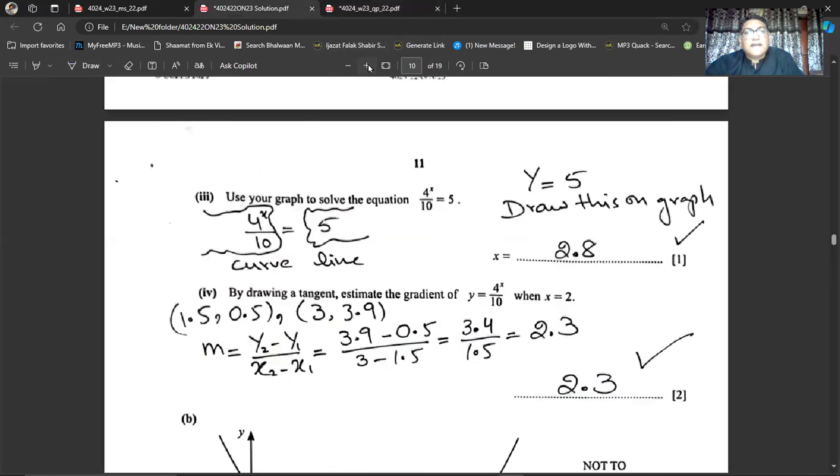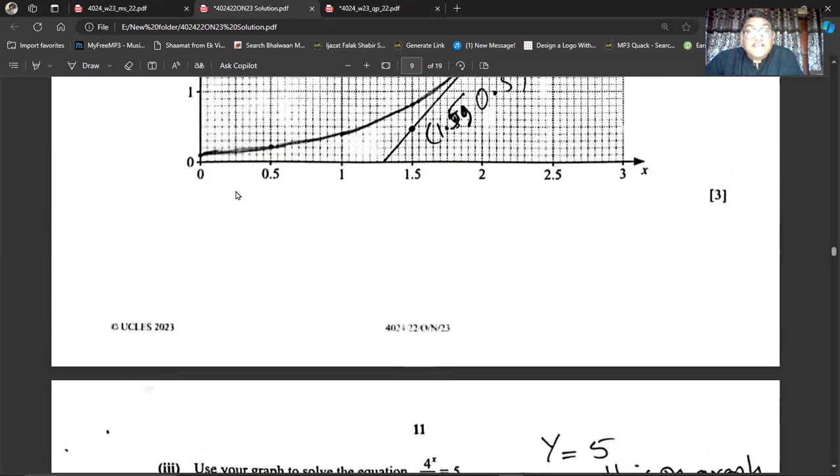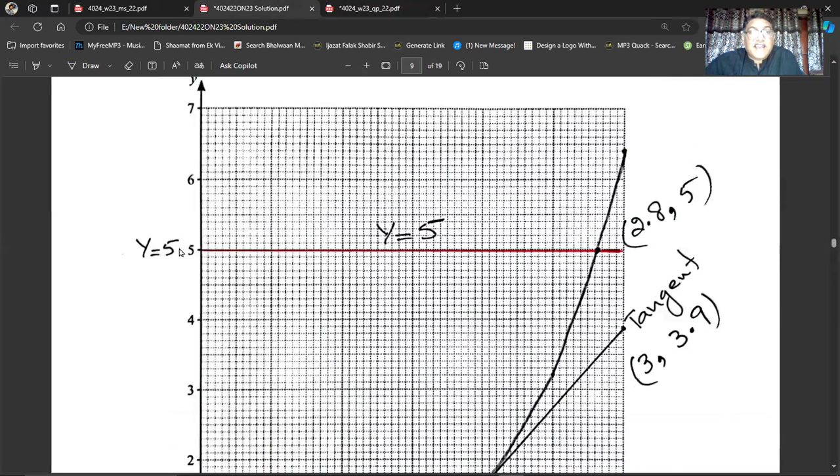So you can see here, I have done this. This left side is actually that main curve whose graph is already drawn there. Whatever is the right side, we make it equal to y. So y equals 5. Then we will draw this line on the graph. Y equals 5 is a horizontal line. You can see this red line, y equals 5. I've drawn this red line.